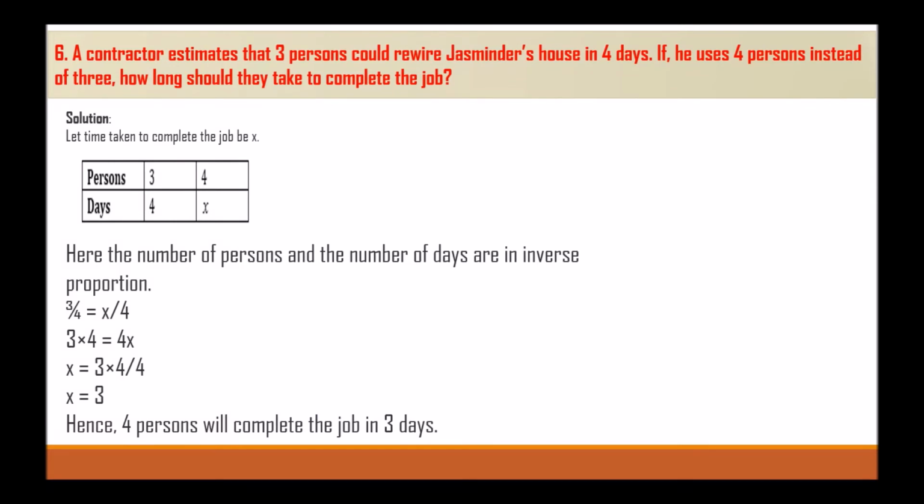So 3 by 4 equals x upon 4. So we will do the cross multiplication. So we will get x equals 3. Hence 4 persons will complete the job in 3 days.